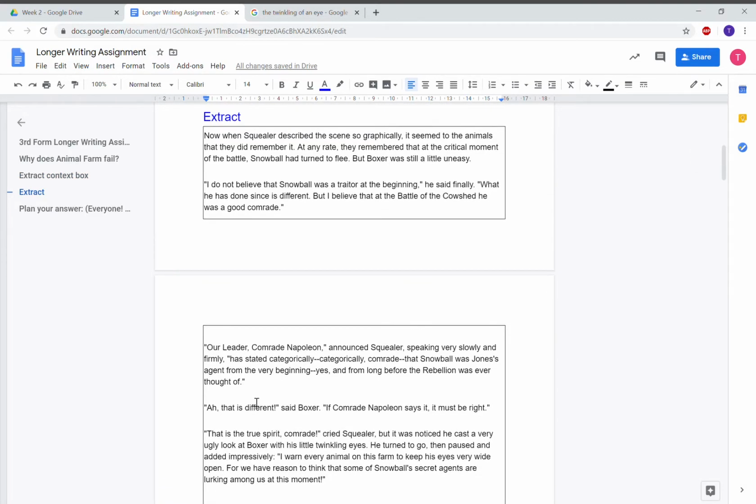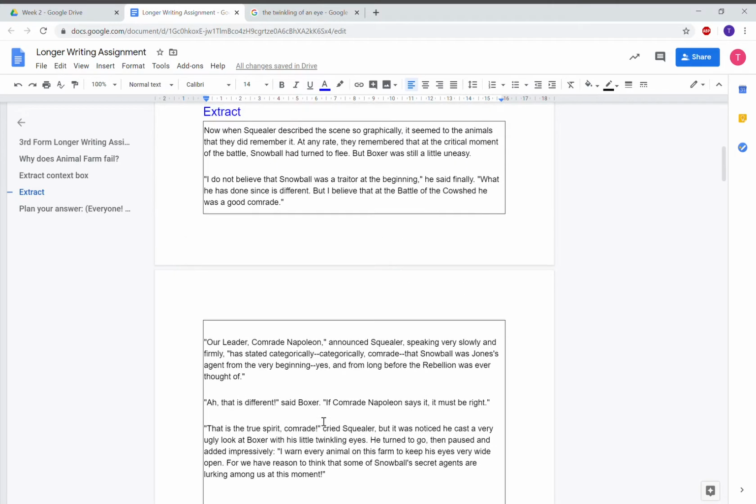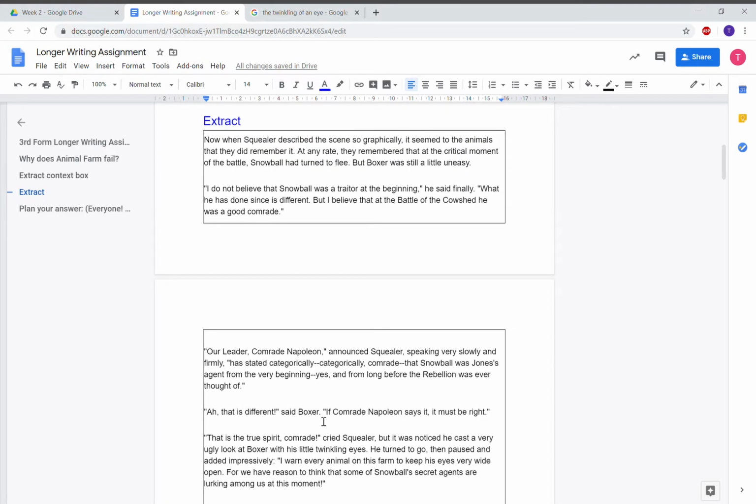At this point, I would recommend that you pause the video and you just read this extract, just what you see on the screen now. From where it says, "Now when Squealer described," to where it says, "Among us at the moment," okay? I'm going to assume that you're going to pause the video in 3, 2, 1, okay. Now, at this point, you will have read the extract.